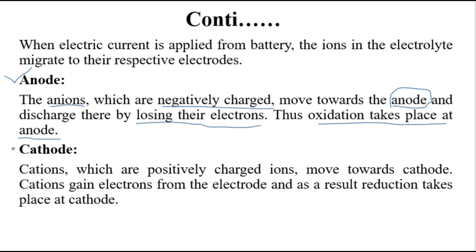On the other hand, when we discuss the function of the cathode, cations are positively charged. Cations move towards the cathode. Why? Because cations are positively charged and move towards the cathode which is negatively charged. So cations gain electrons, and gain of electrons is called reduction. It means reduction will take place at the cathode. As I have already discussed, the key is called cat red. Cat red means reduction always takes place at the cathode.